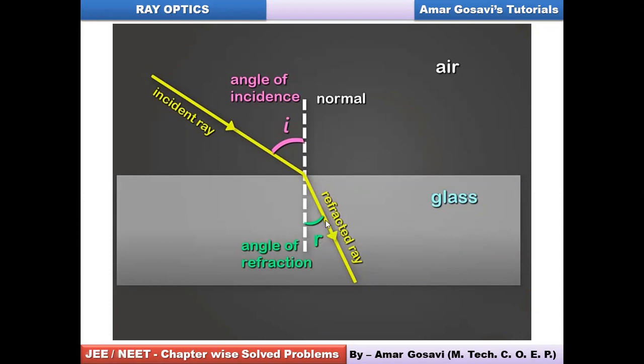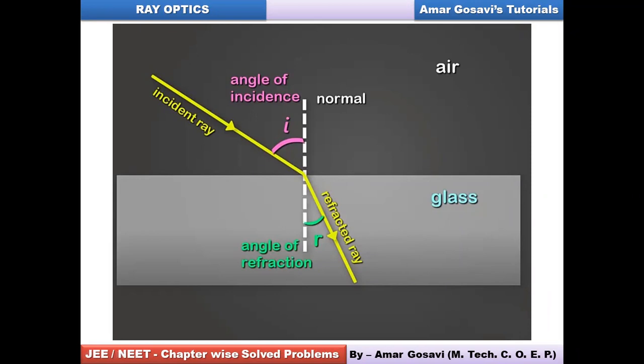Here, the angle which the incident ray makes with the normal, we will call the angle of incidence. The angle which the refracted ray makes with the normal, we will call the angle of refraction. Now, one more thing which you should note over here is when the ray moves from air to glass, that is rarer to denser medium, it is bending towards the normal. Therefore, the angle of refraction in this case would obviously be less than the angle of incidence. This is an important inference which you should draw.